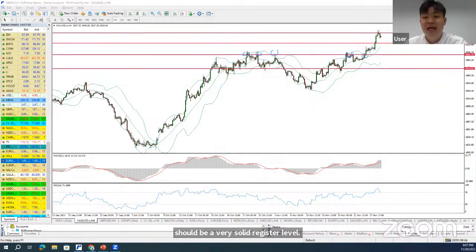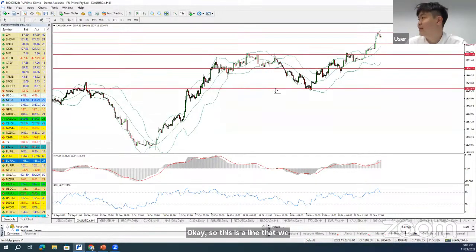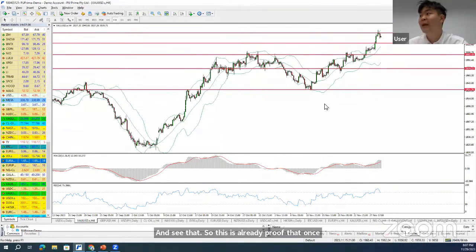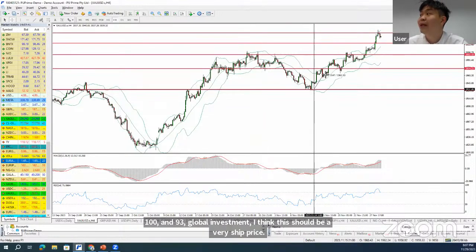And vice versa, if you look at the support level, how can we draw it? We just look downwards, at the lower prices. You can notice on the gold price, after it hits this level, it starts to have some rebound, indicating that there are still some buyers supporting the gold price when it reaches around here. So this is a line that we can focus on, and then we can draw the support line. You can see that this is already proof that once gold hit 1930, global investors might think this should be a very cheap price. That's why they decide to long it.